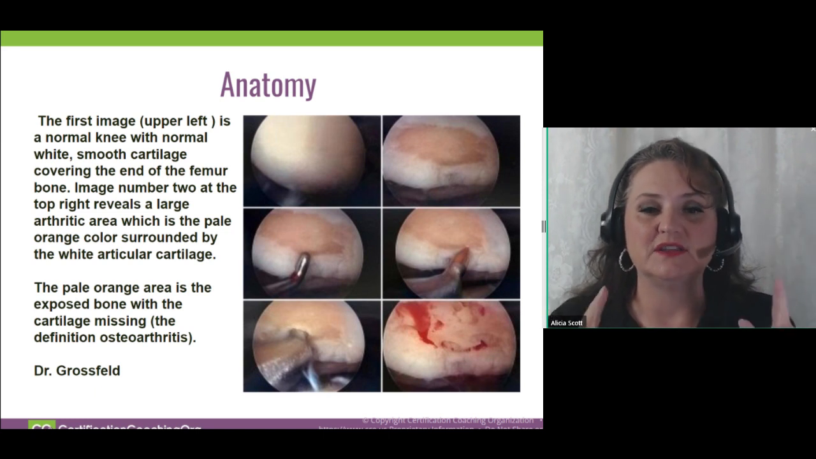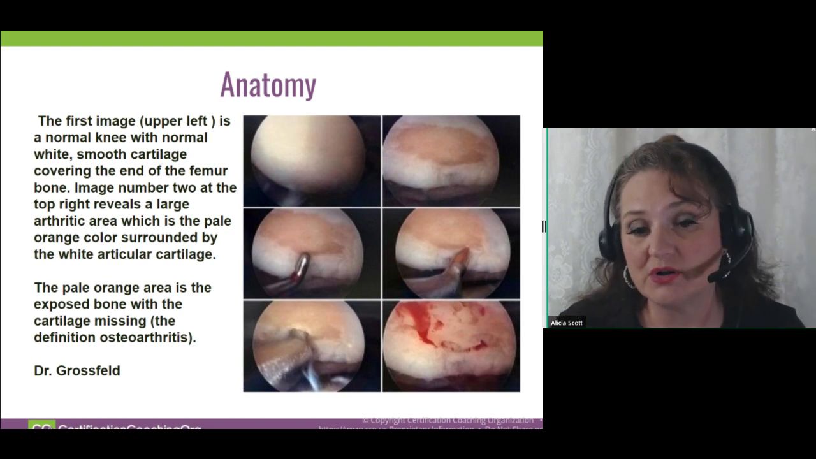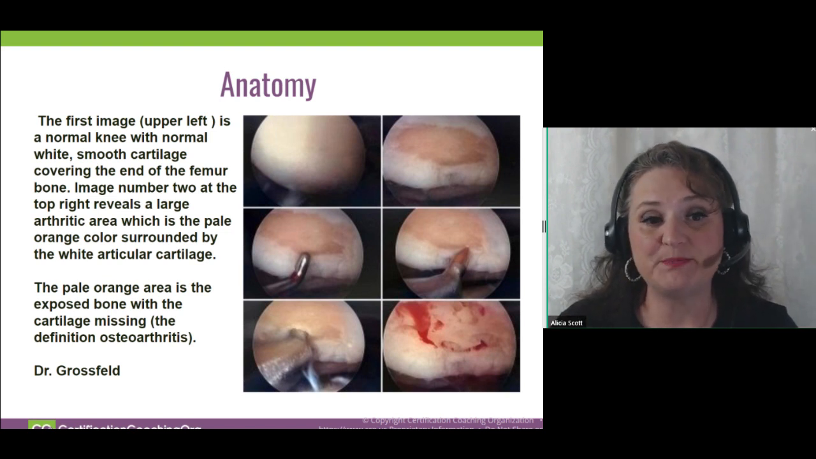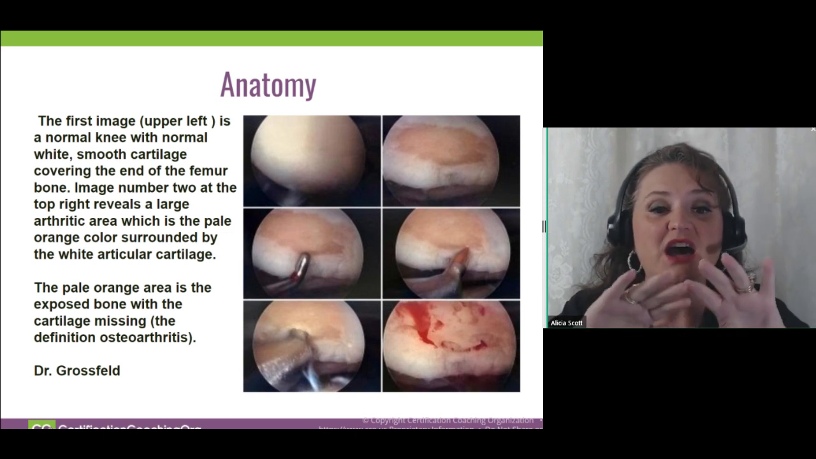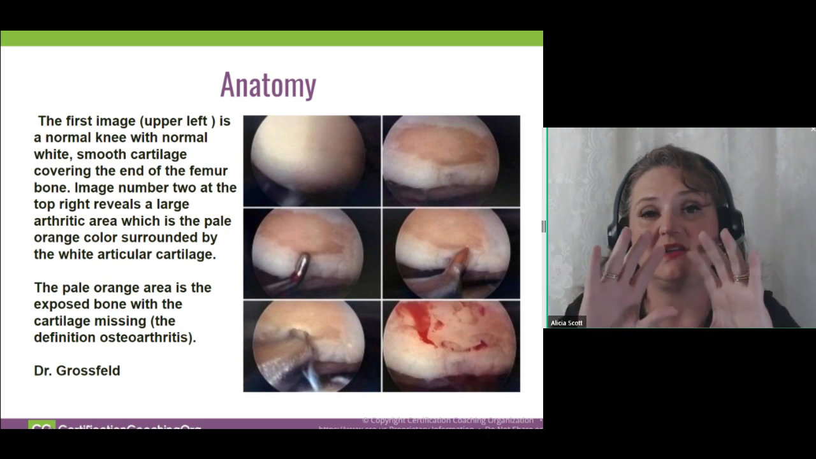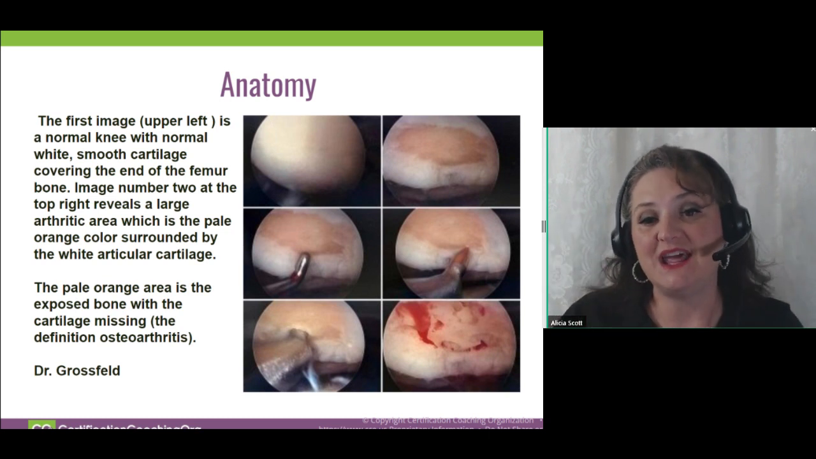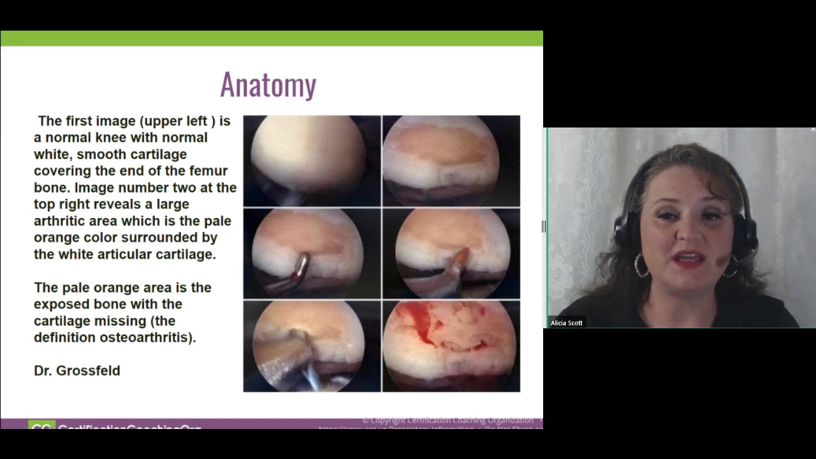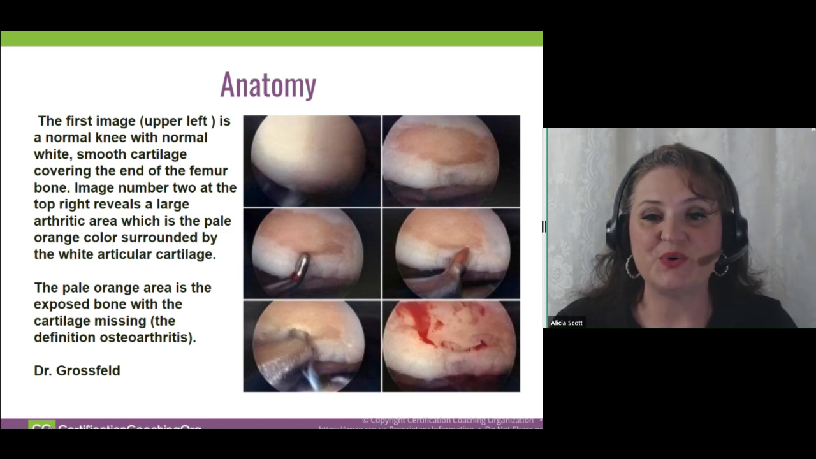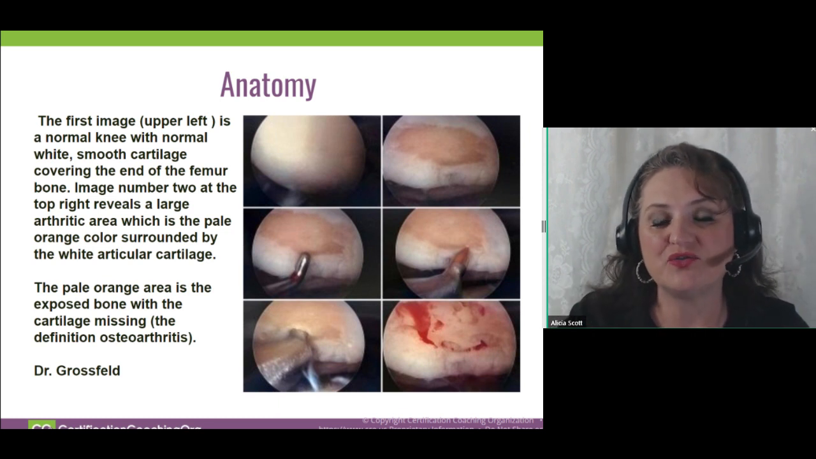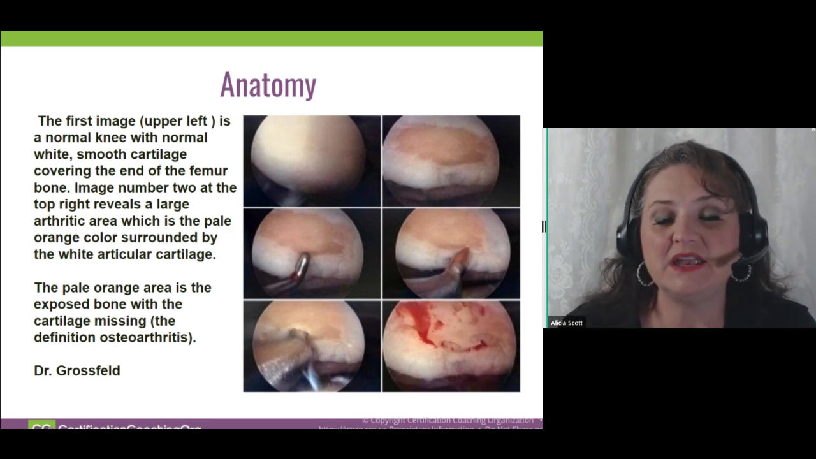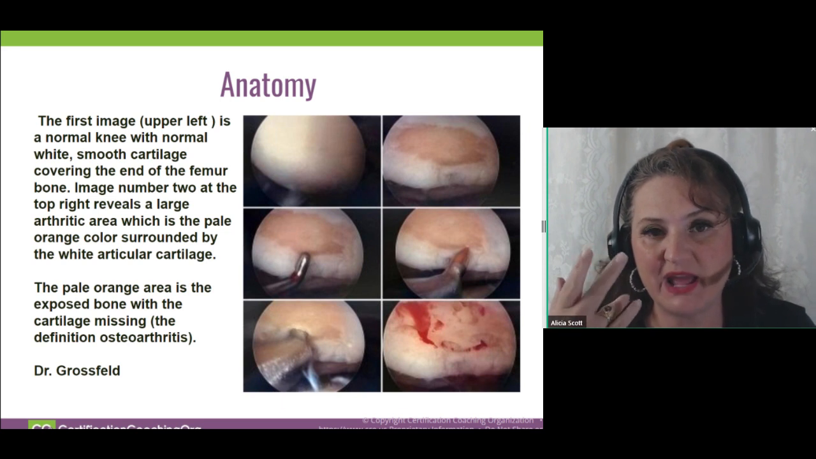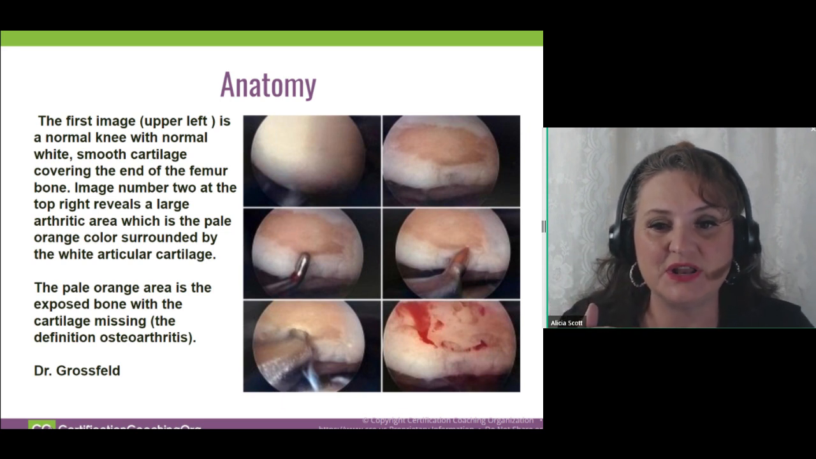The image here, this first image, is what a normal knee cartilage is supposed to look like. And she states, white, smooth cartilage that covers the head of that femur. And then the next picture is one that has arthritis all over it. So instead of it being that nice, pretty color, you have this white arthritis, which is irritating and painful. And if you really got in there and looked at it, it probably has that hairy look to it.